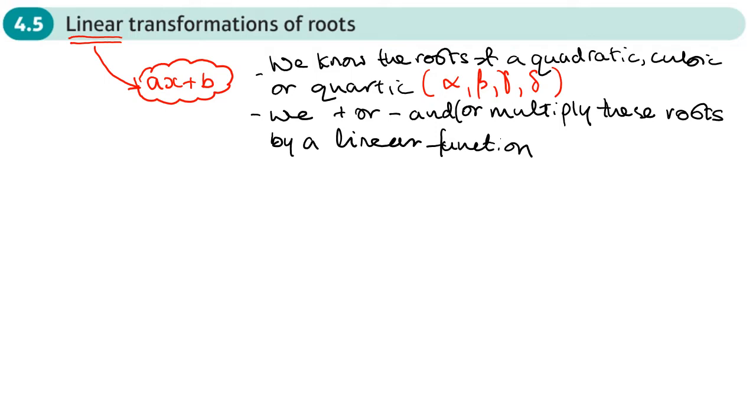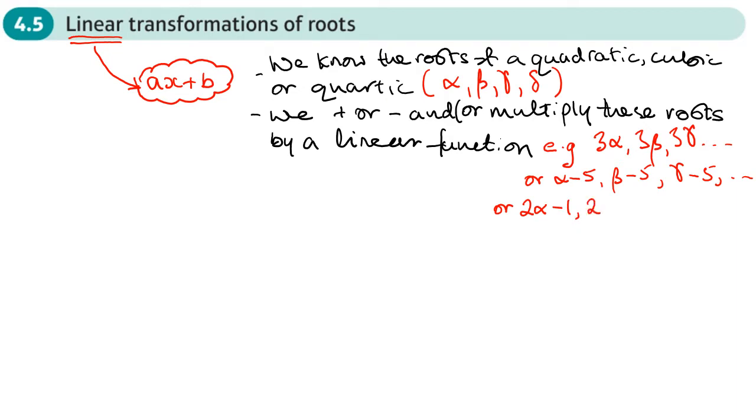So we take these roots, so e.g. I might take each root and multiply it by 3, for example. So these are the new roots, etc. Or it might be that I take away 5 from each root. So these now are the new roots. Or it might be I do a combination of both. It might be that I take the original roots, I multiply them by 2, I take away 1. Okay, so you can see what we're doing. So we do some sort of linear transformation to the roots that we started with.